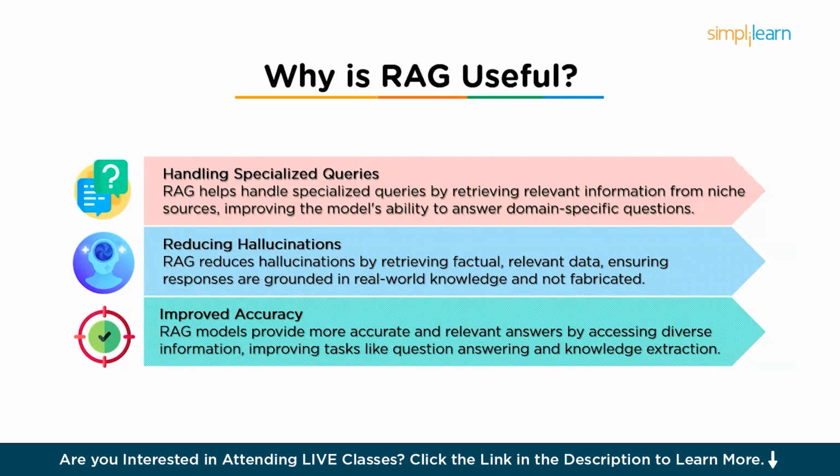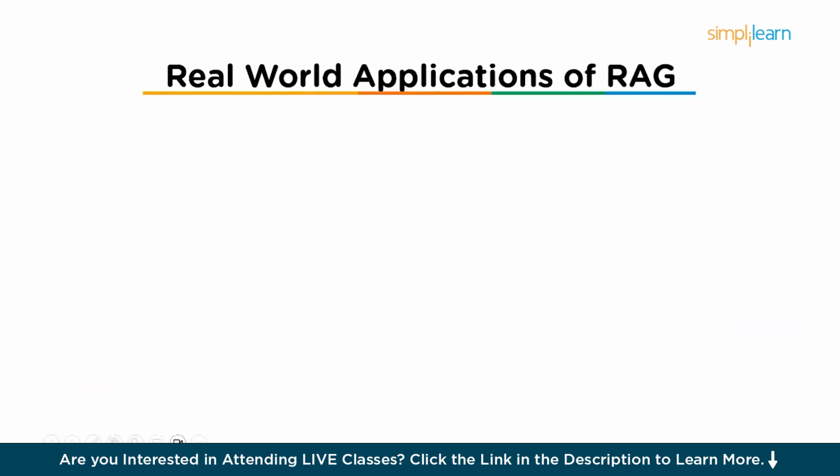And it also greatly helps in improving accuracy. So because the model has access to a more diverse set of information, RAG models can generate more accurate, detailed, and relevant answers. So this is particularly important in applications like question answering, fact-based summarization, and knowledge extraction. So now let's see some of the real-world applications of RAG.